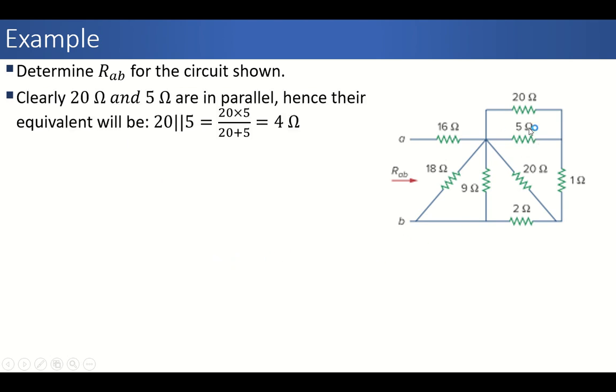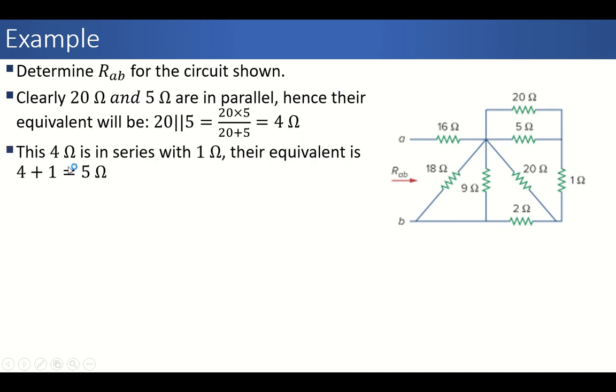So clearly 20 ohm and 5 ohm resistances are in parallel, hence their equivalent will be, again remember that for two resistances in parallel, their equivalent will be 20 in parallel with 5. So this will be 20 multiplied by 5 divided by 20 plus 5. So this will be 100 divided by 25, and this is obviously 4 ohm. So we can replace these two resistances with a single resistance whose value will be 4. So this 4 ohm resistance will now be in series with this 1 ohm resistance.